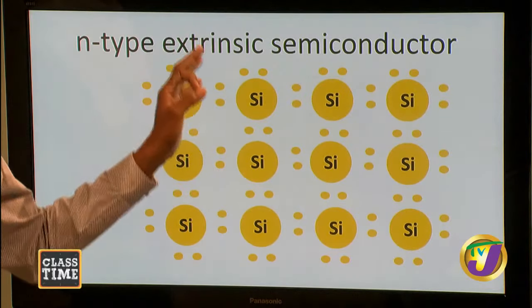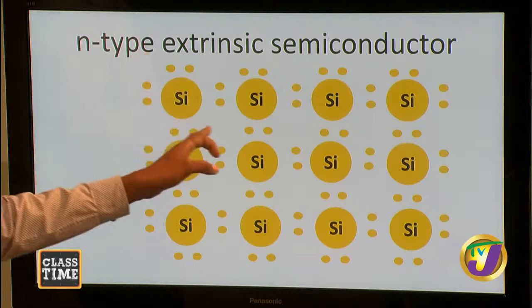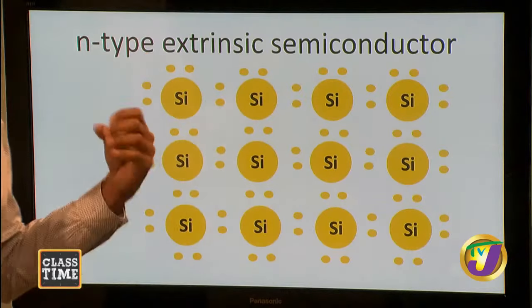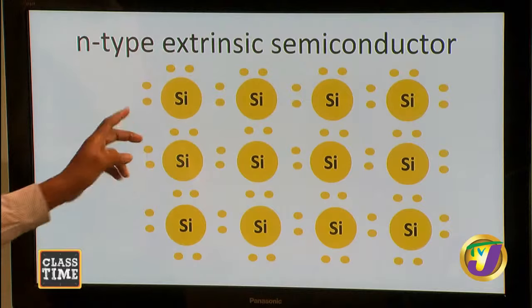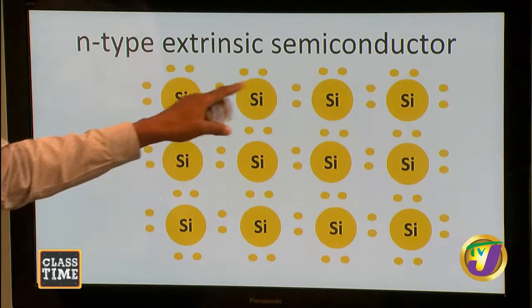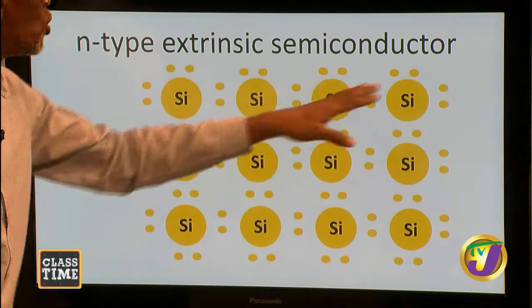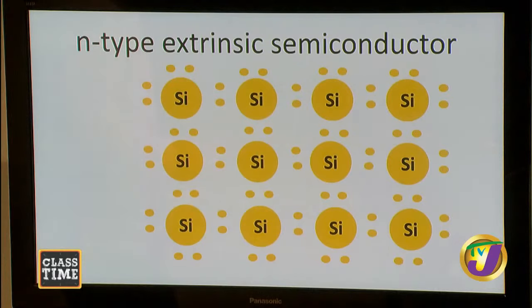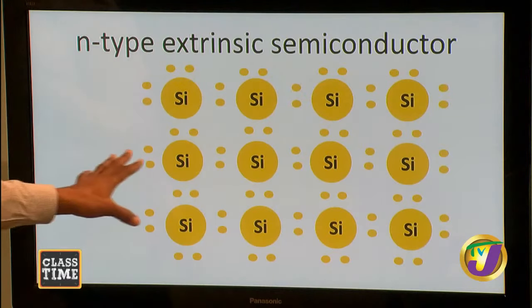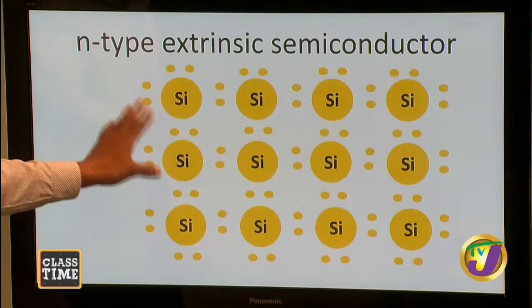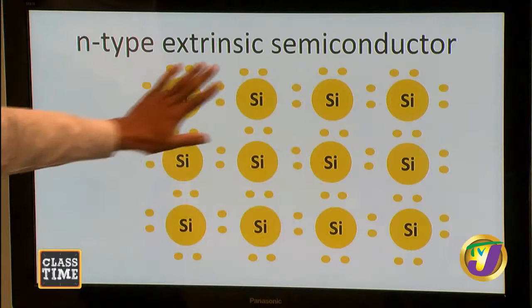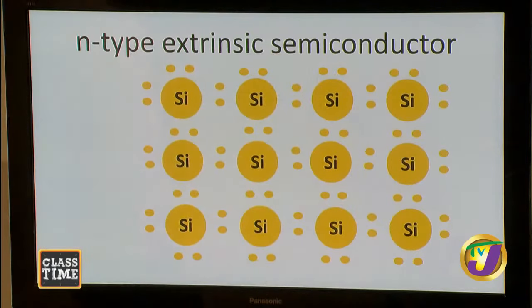But you remember in that outermost shell, it can accommodate up to 8 electrons. And so they form the covalent bonds. And so when they share the electrons, each one completes the shell with its 8 electrons. And so we have that kind of a lattice structure. And so this is an intrinsic semiconductor as it is, because it has one type of atom.